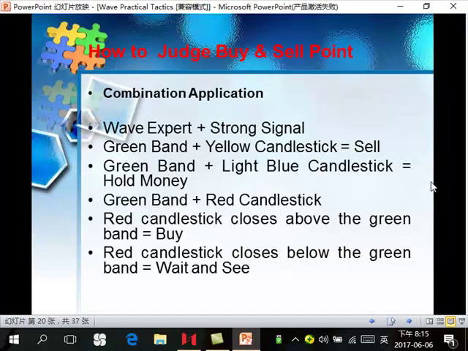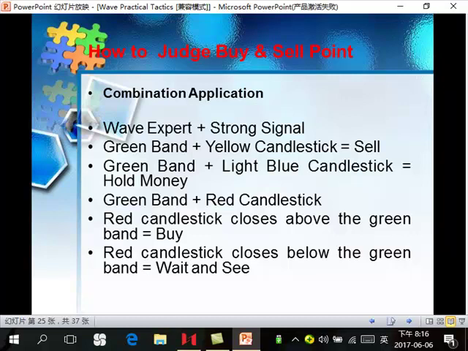Green band and yellow candlestick, you must sell point. Green band and light blue candlestick, hold your money. Green band and red candlestick, there are two situations. The first one, if you see the closing price of the red candlestick above the green band, you can consider buying. If you see the closing price below the green band, you should wait and see.